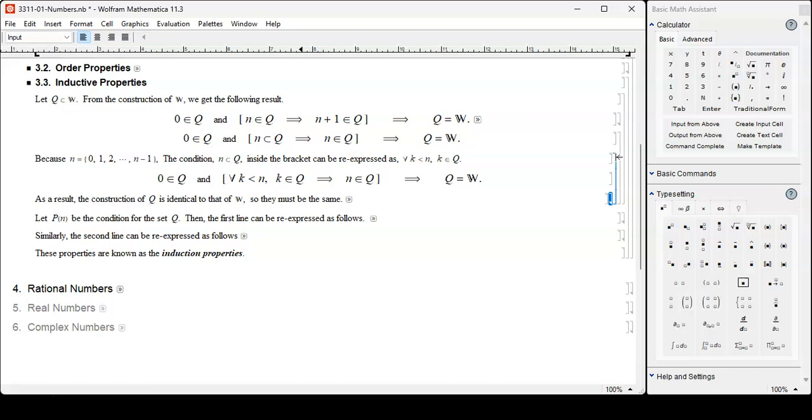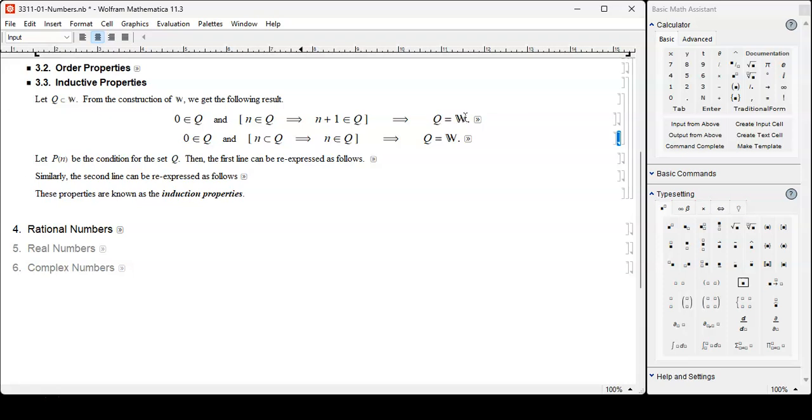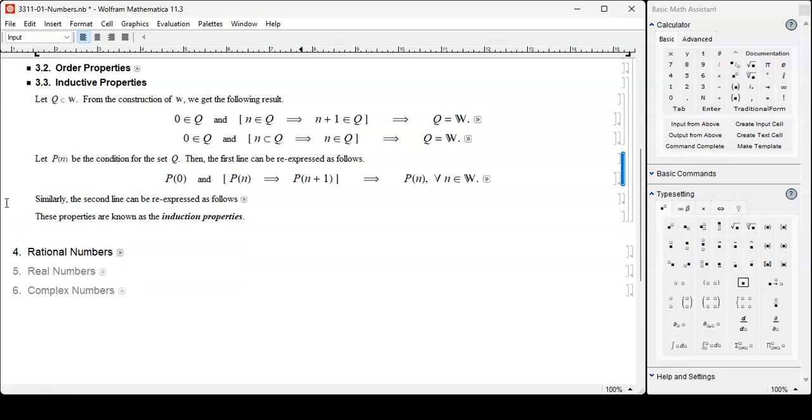All right. What do they yield? They're going to yield these two. The first one is a bit easier, so let's consider that one first. Let Q be a truth set of a certain predicate Pn, or equivalently, Pn is a condition for Q. Then N belongs to Q means N belongs to a truth set of Pn, so Pn is true. N plus 1 belongs to Q means Pn plus 1 is true. And Q and W are the same. Pn is always true for all whole numbers.